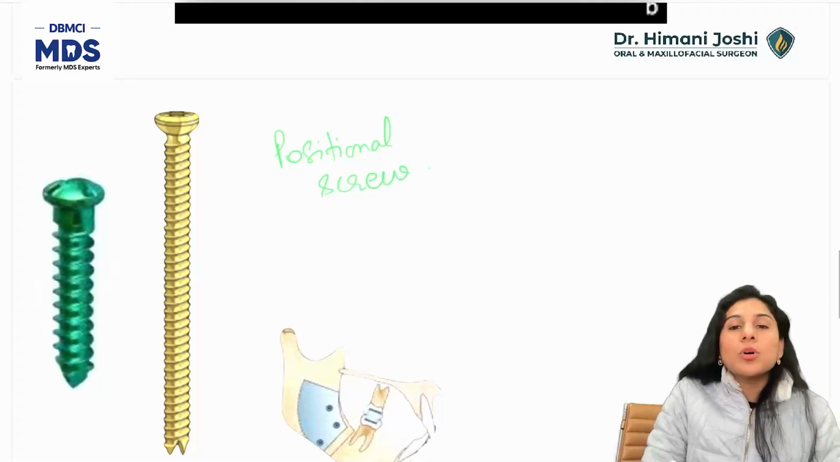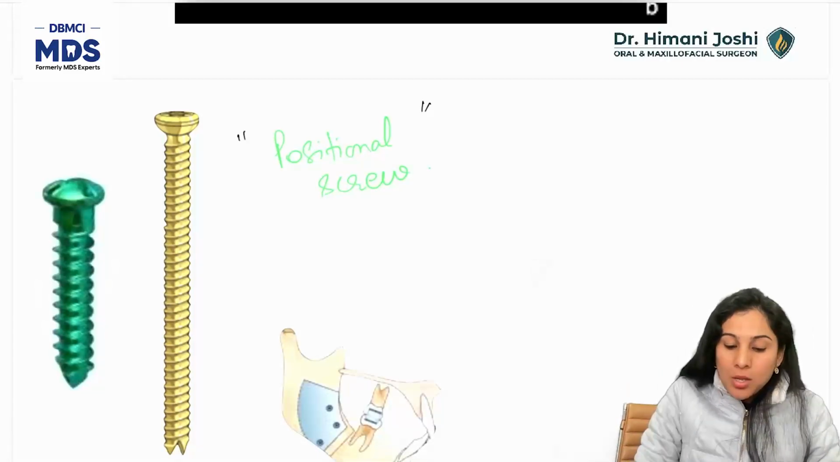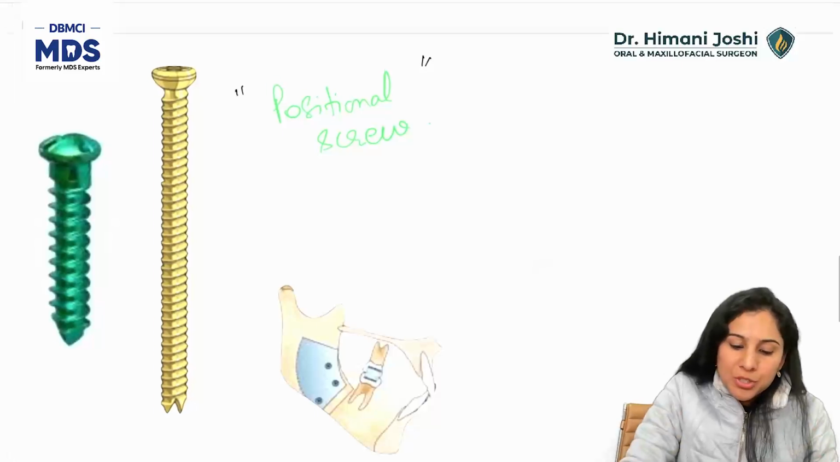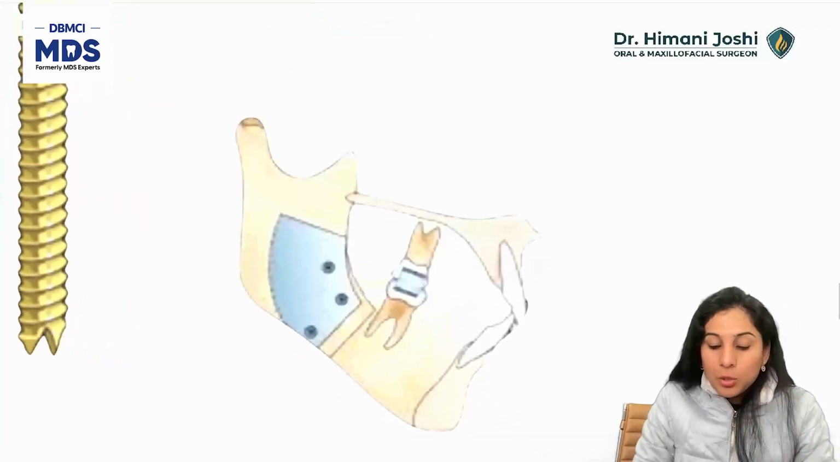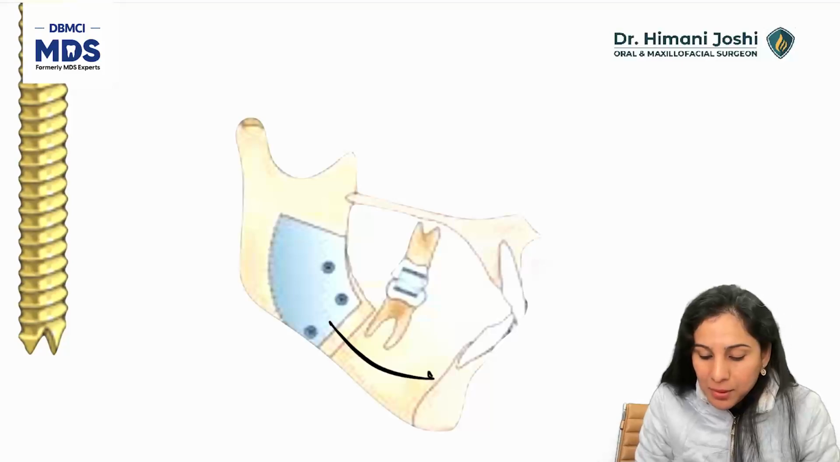It is somewhat similar to a bicortical screw, but you use this word positional typically when you use it in orthognathic surgery. So suppose I have done a BSSO and I have advanced my mandible.